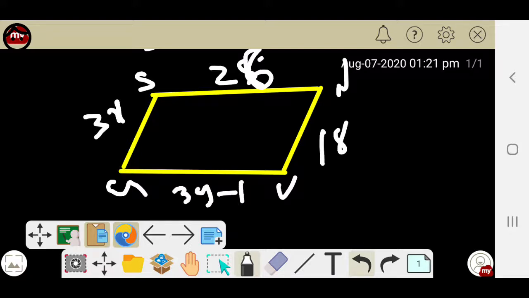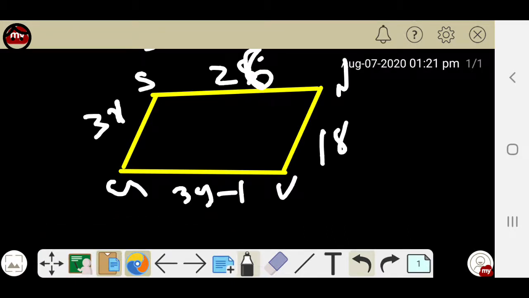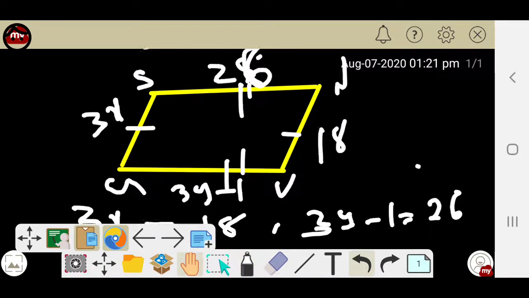It is a parallelogram, which means opposite sides are equal. So what can we write? 3x equal to 18, opposite sides. These two are equal, so 3x equal to 18. In the same way, these two sides are equal, so 3y minus 1 equal to 26.